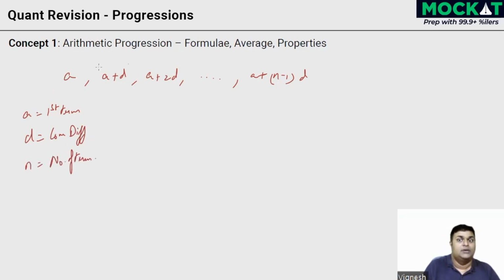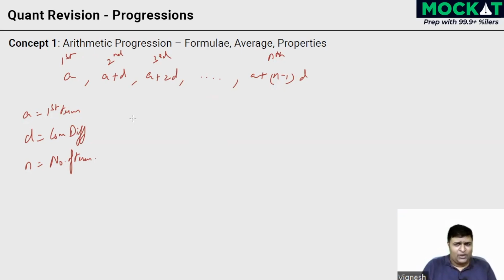Now, A is the first term. A plus D is the second term. Third term over here, I'm adding only 2Ds because A was my first. I'm adding 2Ds to it. Fourth is A plus 3D. 97th term is A plus 96D. And nth term is A plus, subtract a 1 from N, A plus (N minus 1) into D. That is my nth term over here.